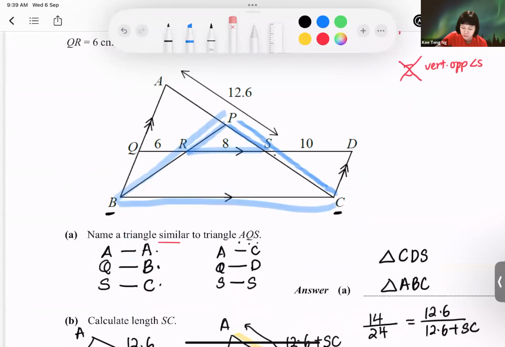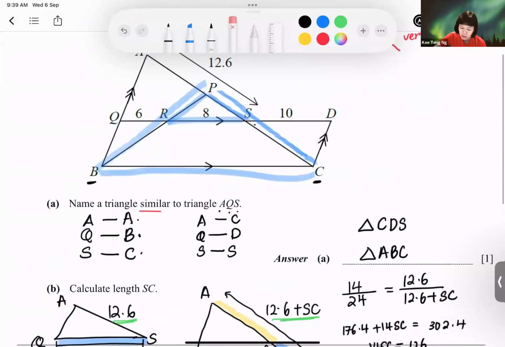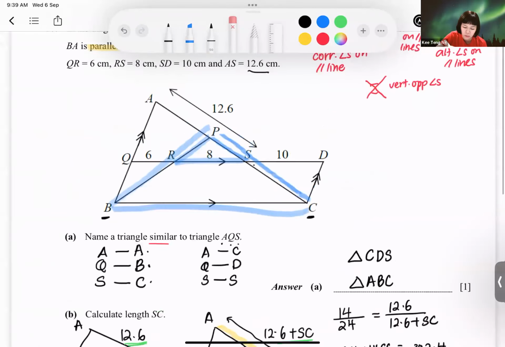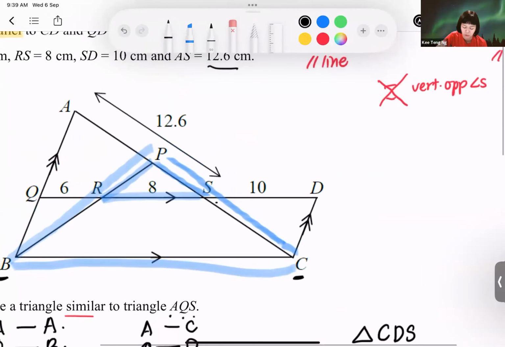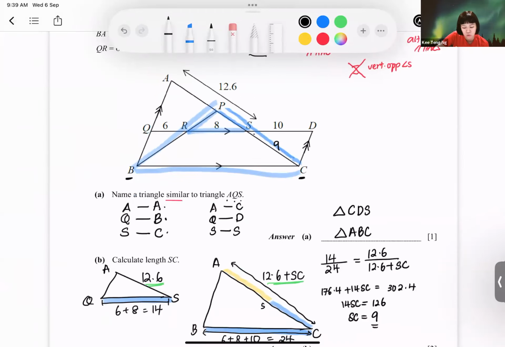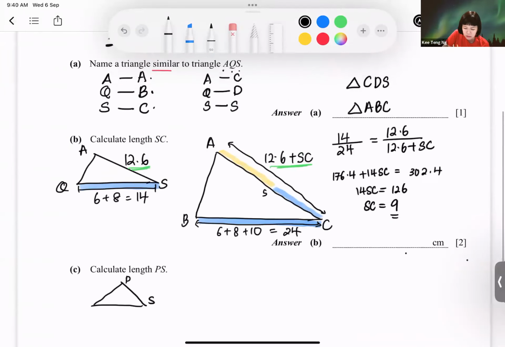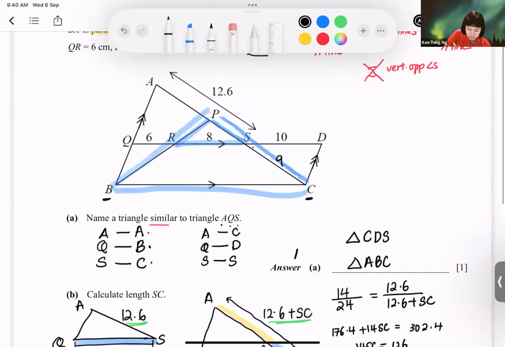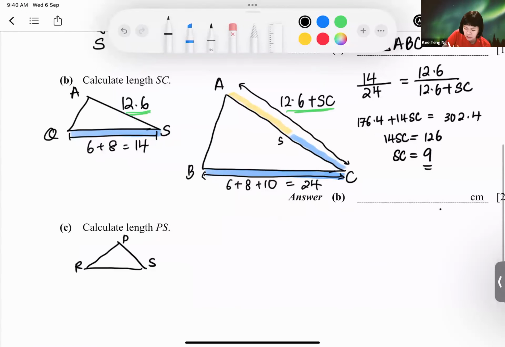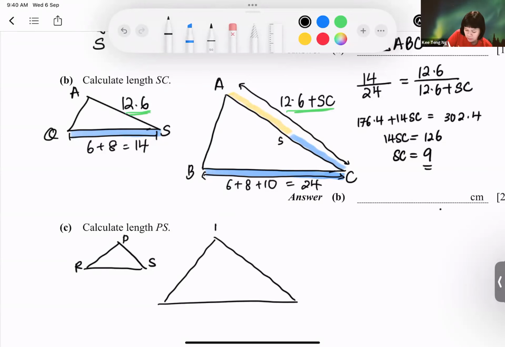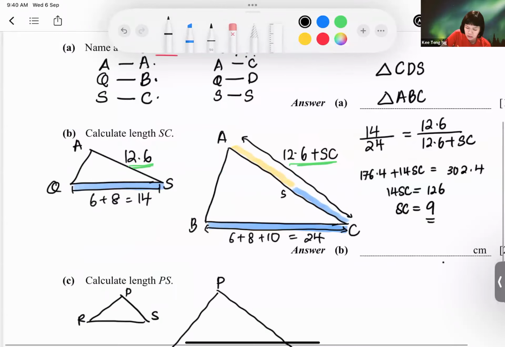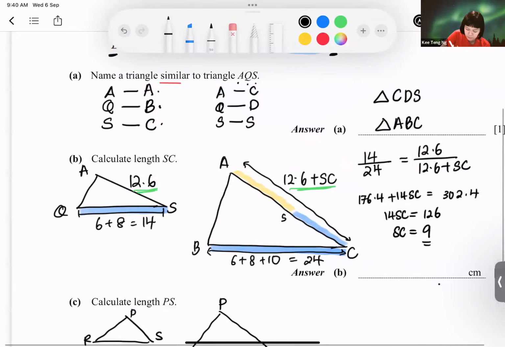We found SC just now to be 9 cm already, right? So I should plug in this part of the formula. Let me draw out these two similar triangles. The smaller one, PSR, and the slightly bigger one, PCB.